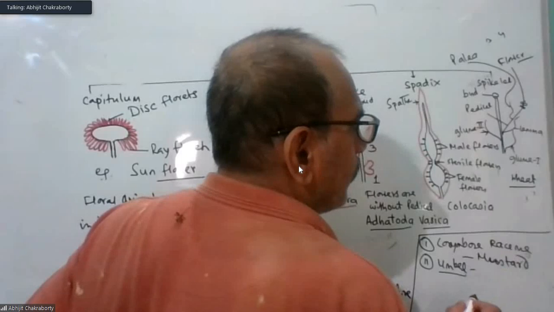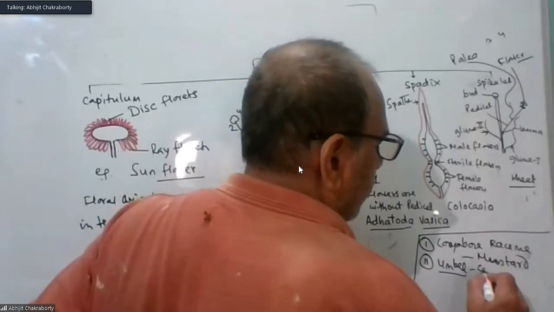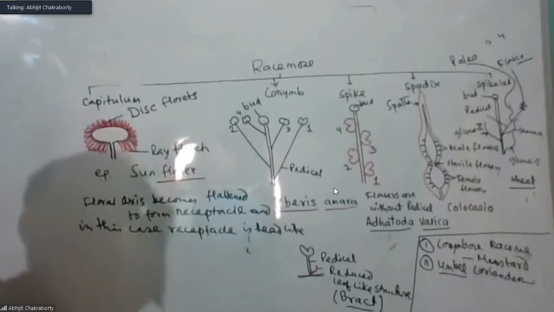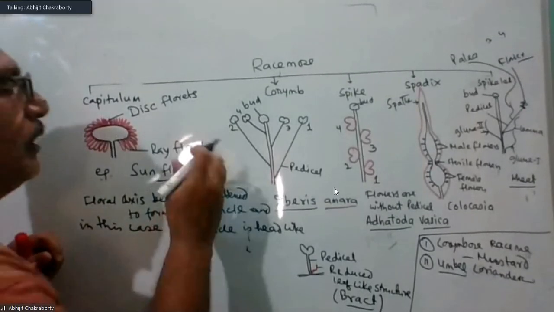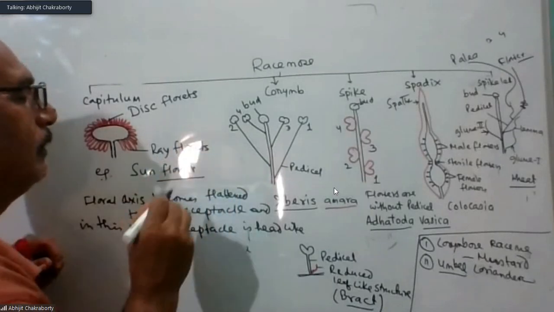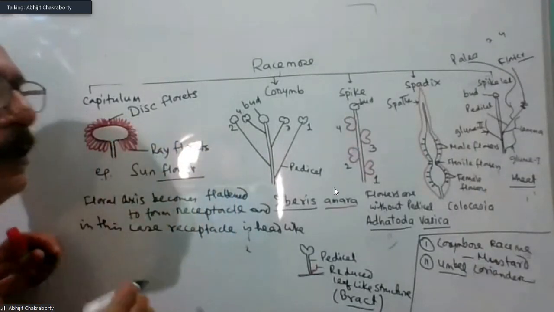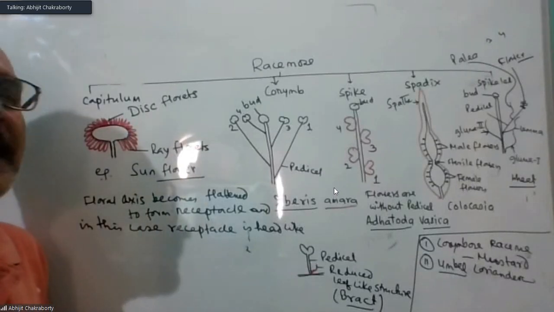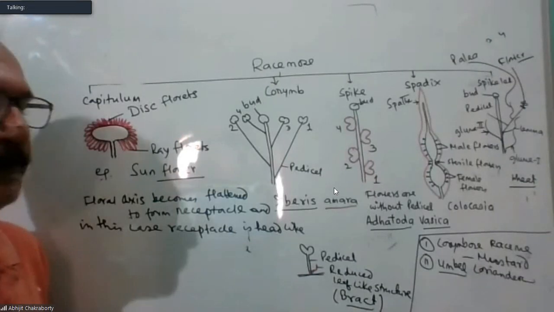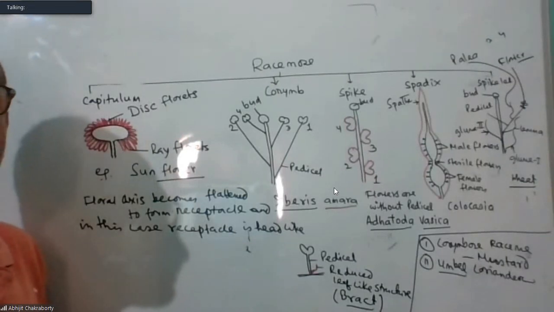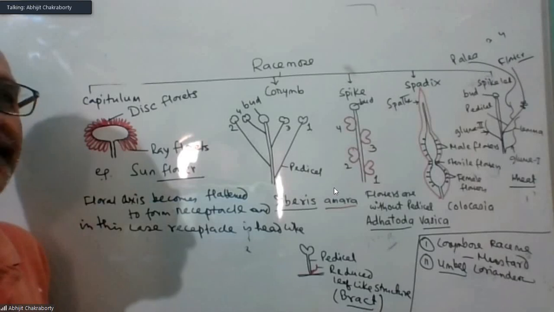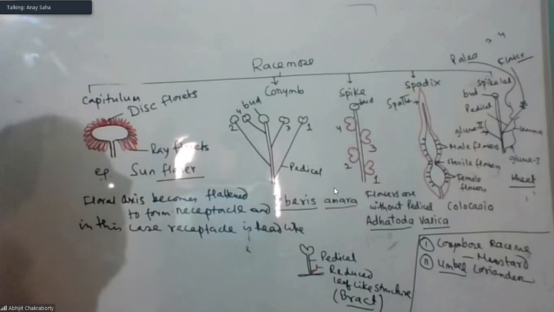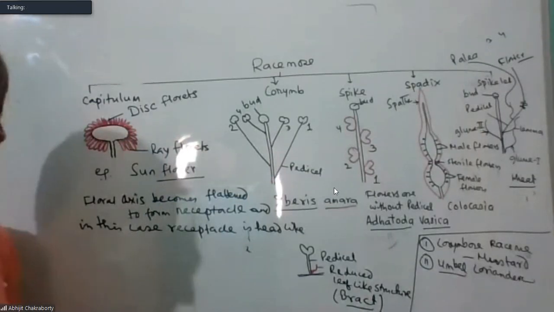Found in Centella. Ray florets are not functional flowers. So in reproduction, the disc florets take part but not the ray florets. In this case, the receptacle is head-like.